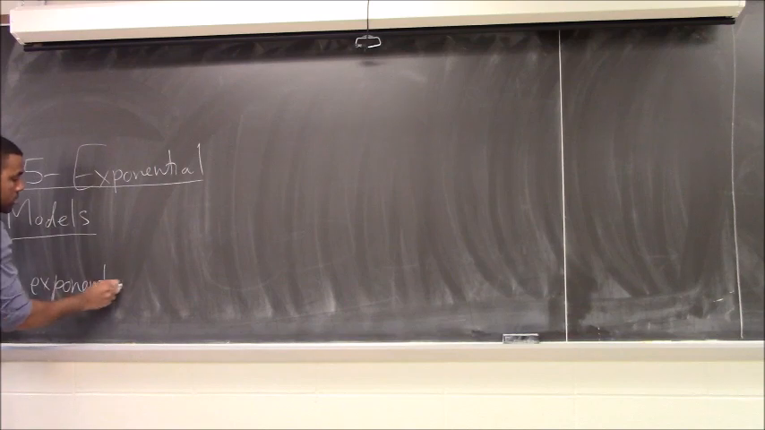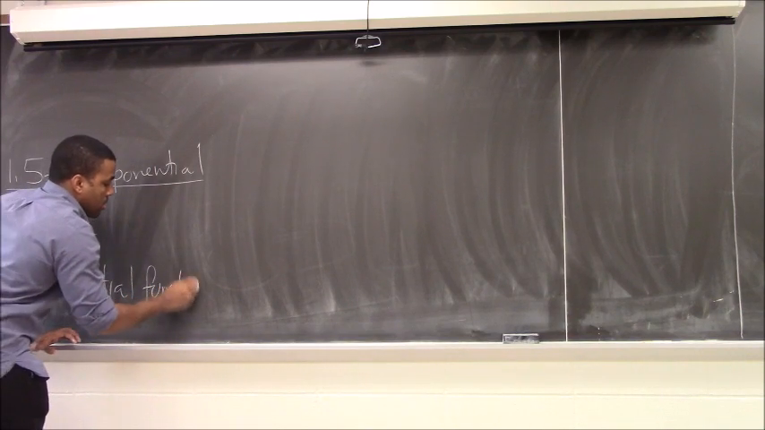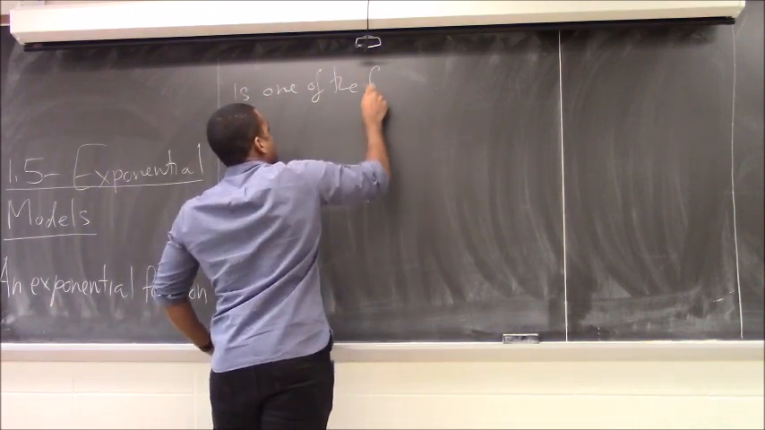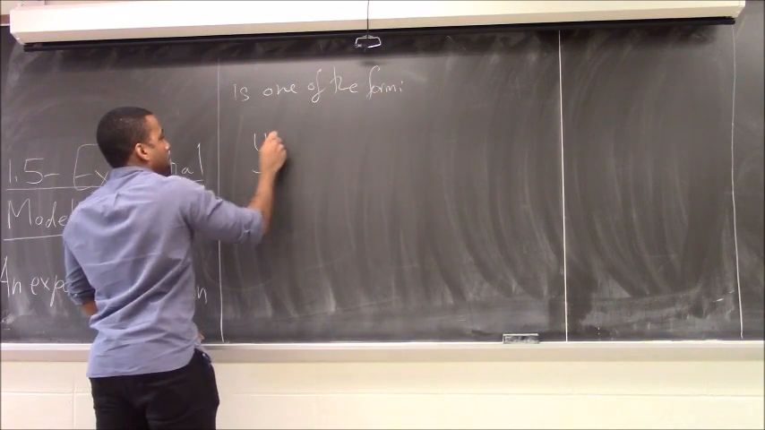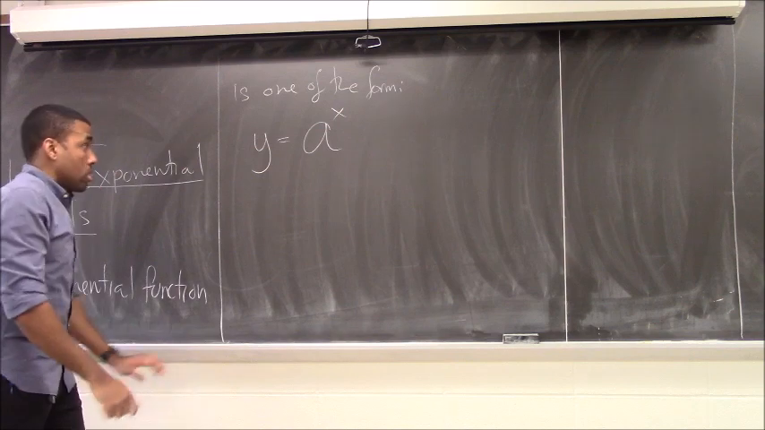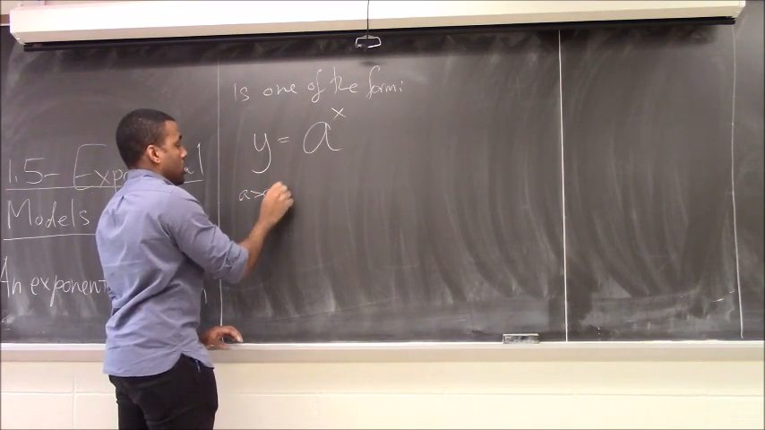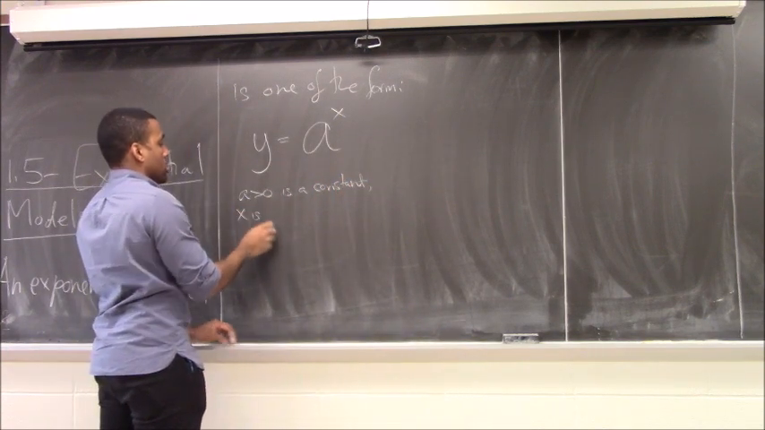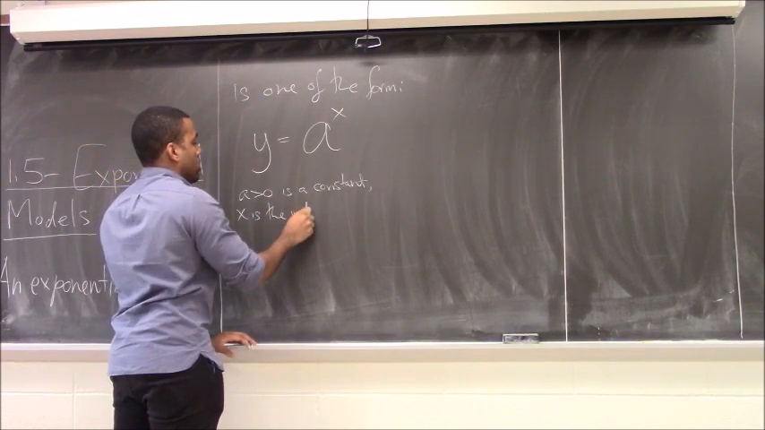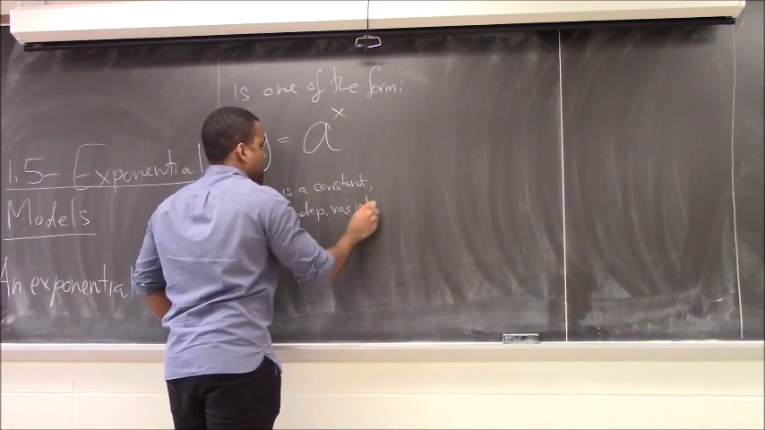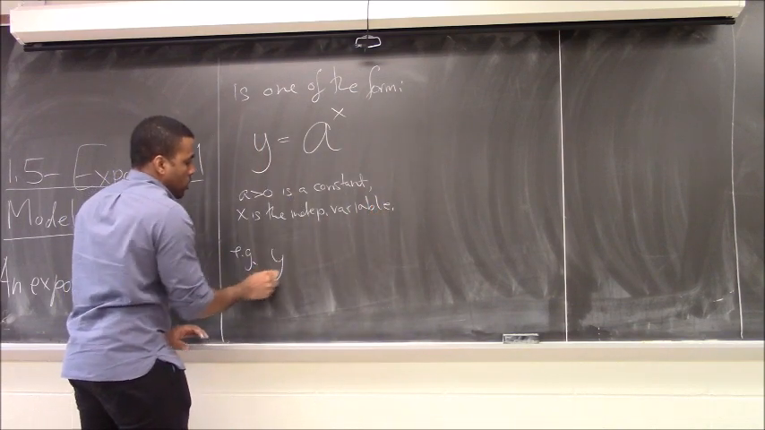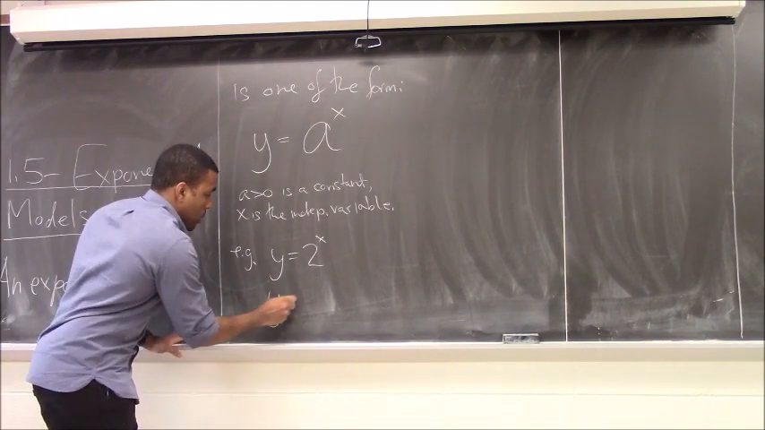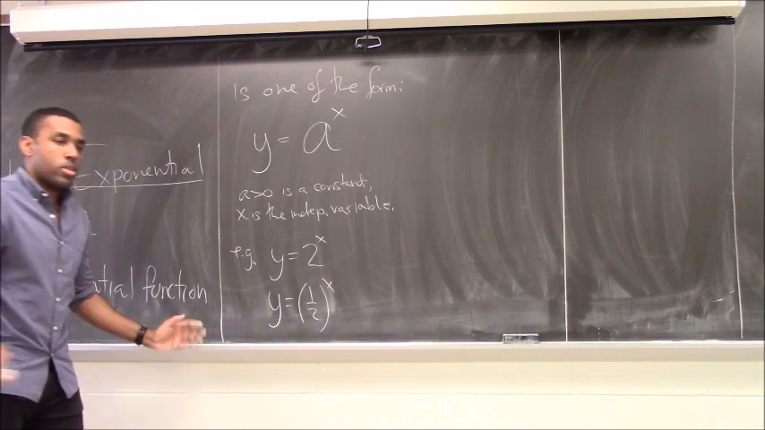An exponential function is one of the form y equals a to the x. A is a constant, so it's a number. X is the independent variable. Example, y equals 2 to the x is an example of an exponential function. Y equals a half to the x is an example of an exponential function.